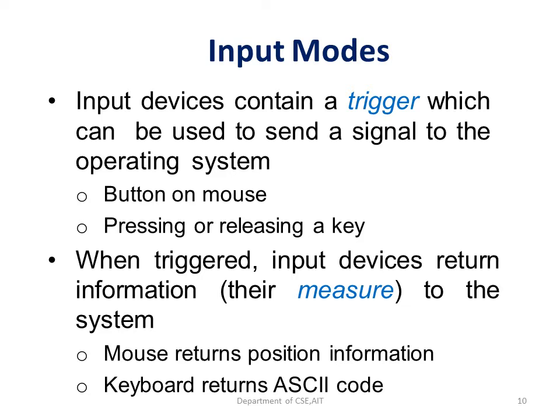For example, if I have a button of the mouse and I press or release the key, then I call that a trigger. After triggering, the value that is written to the system can be position information, or if it is a keyboard, an ASCII value. These values are the measures. So whenever I have an input device, two things will always be present, the trigger and the measure. That means the action and the value to be returned after the action.